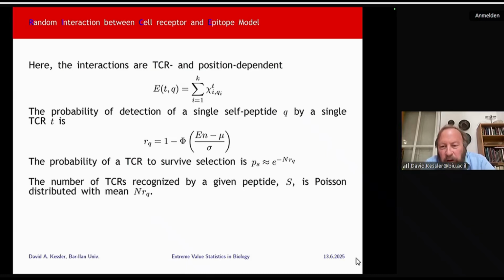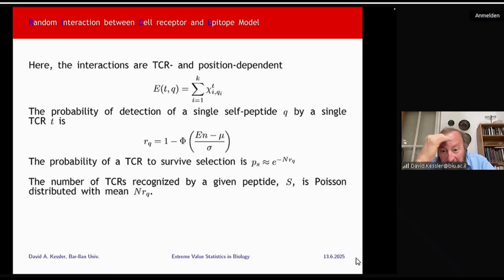But okay, so what's the difference here? Before, the chi only depended on the TCR. There was a set of chis for each TCR and each kind of amino acid. Here it also depends on position. So the chi is a function of two subscripts: one is the position and one is the type of amino acid. So this TCR may interact differently with alanine in position 1 than it does with alanine in position 3.